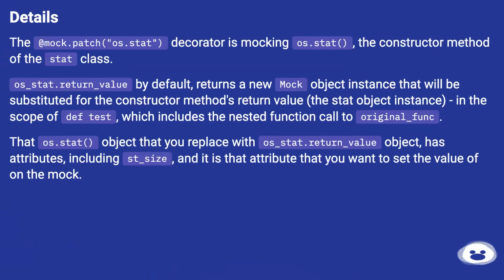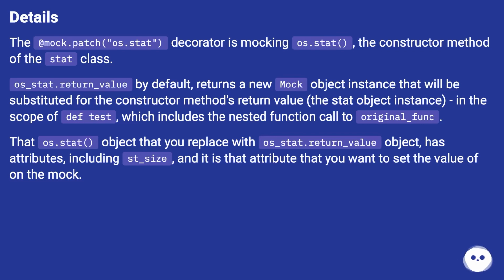Details. The @mock.patch os.stat decorator is mocking os.stat, the constructor method of the stat class. os_stat.return_value by default returns a new mock object instance that will be substituted for the constructor method's return value, the stat object instance, in the scope of def test, which includes the nested function call to original_func.